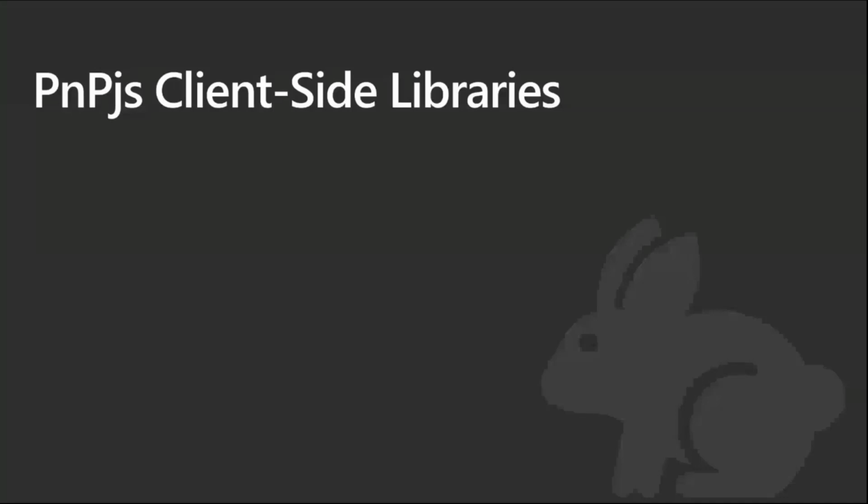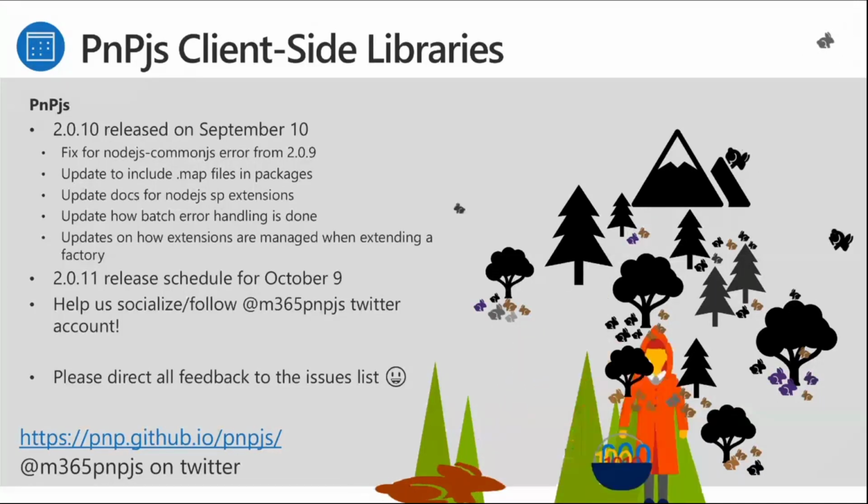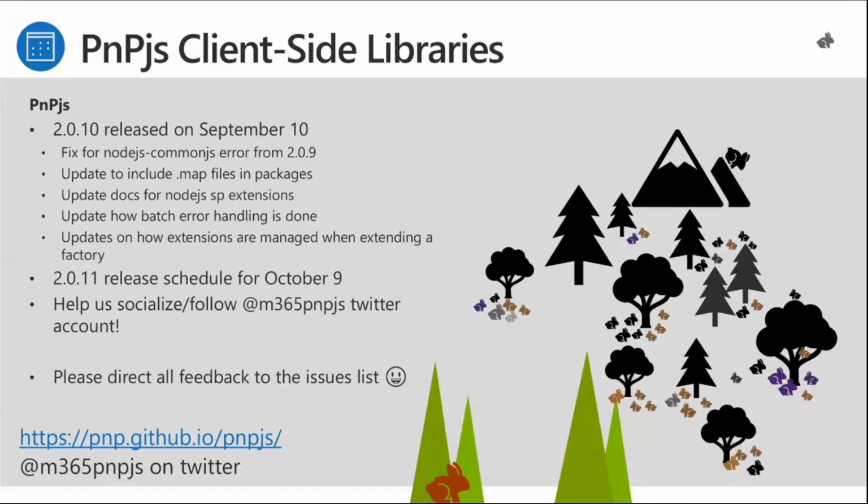All right. PnP JS client-side updates. We released 2.0.10 two weeks ago. That was a quick fix patch release for some bugs we introduced in 2.0.9, which is never good. So we got that out really quick to unblock folks. Sorry about that. Our 2.0.11 is the regularly scheduled release for October 9th. We'll be back on our normal schedule following the intermediate update.